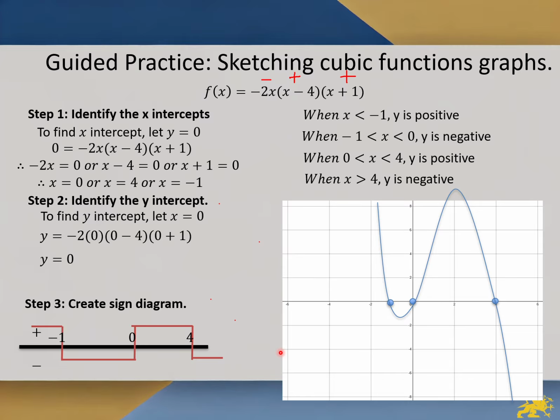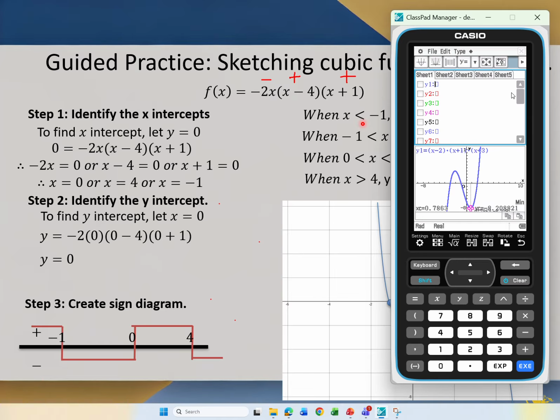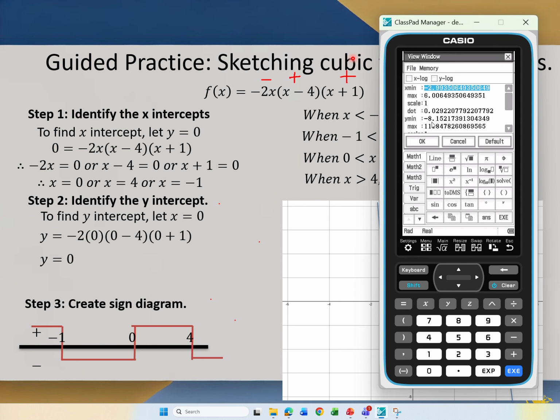Second, I also encourage you to use your class pad to find the local min and max. So in this case, I'm just going to graph it. I've got -2x, x minus 4, and x plus 1. Okay, so now I've got my graph. The only thing is that I can't see it, so I'm just going to change it.